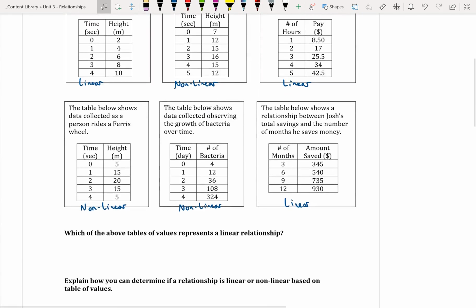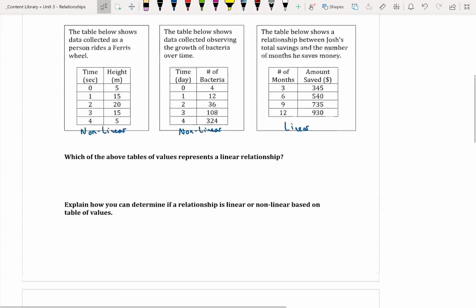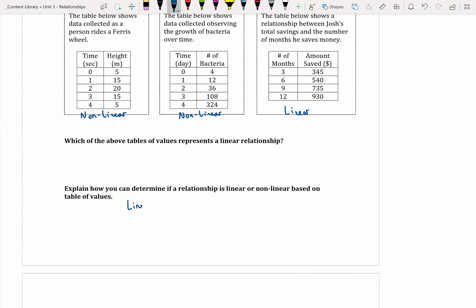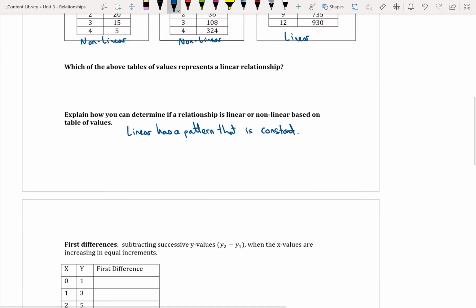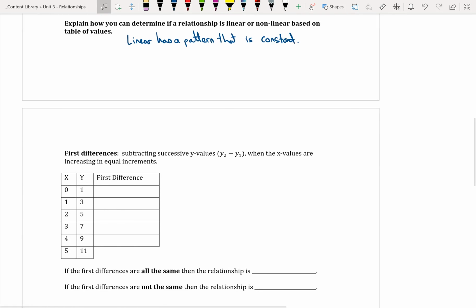Well, what we talked about in class, and if you look at some of them, linear has a pattern. Now that's not to say that the other ones don't have a pattern, so I'm going to add a key terminology. The linear ones have a pattern that is constant. So that's the key thing here. They have to have a constant pattern or something that remains constant. And to get more technical, what we're looking at is first differences.